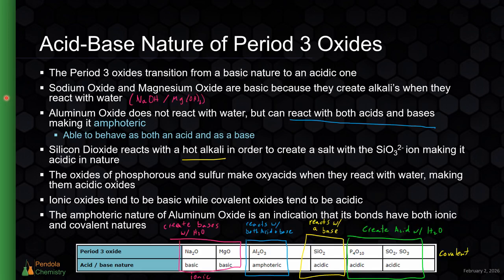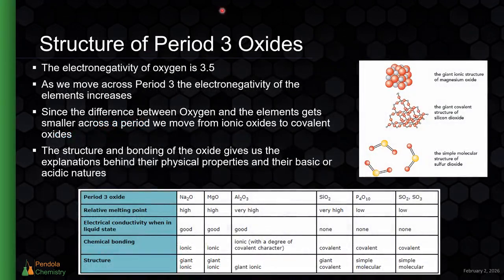Now let's look at the structures of these oxides. And this, again, we touched upon it, but the electronegativity of oxygen is 3.5. We said it's the second most electronegative element on the periodic table. And as such, when it pairs up with the elements on period 3, it's going to use that electronegativity difference to see whether they're going to be covalent or ionic.